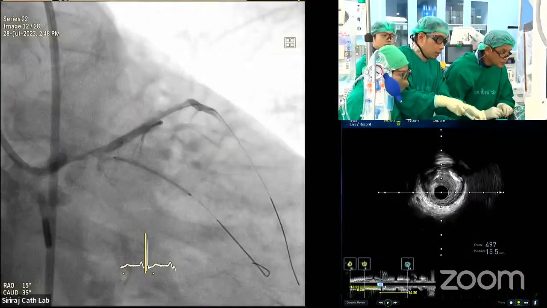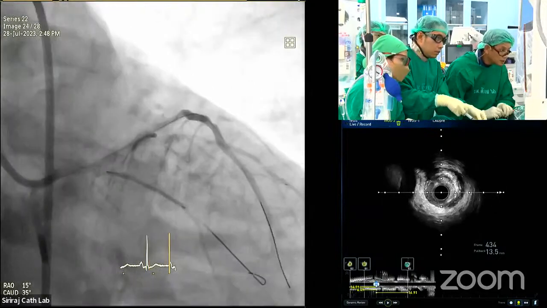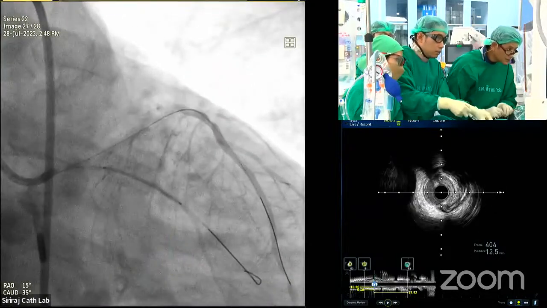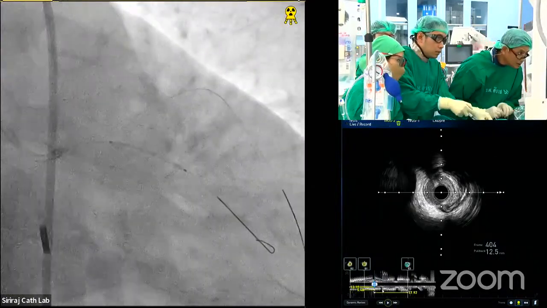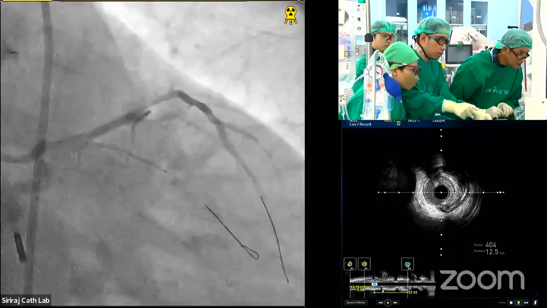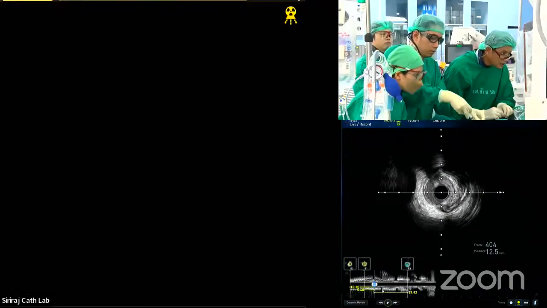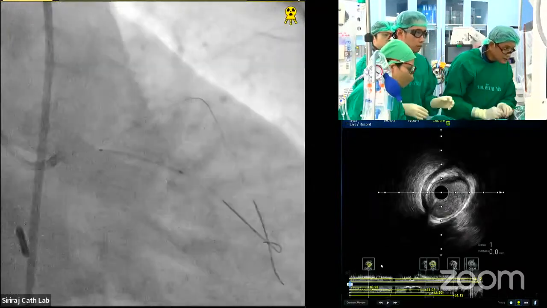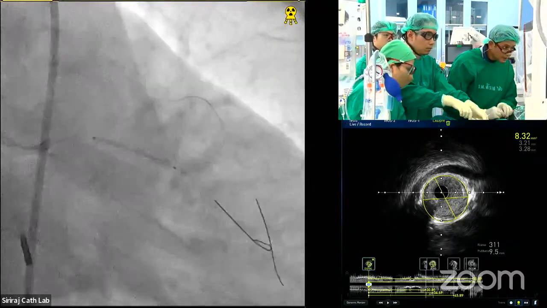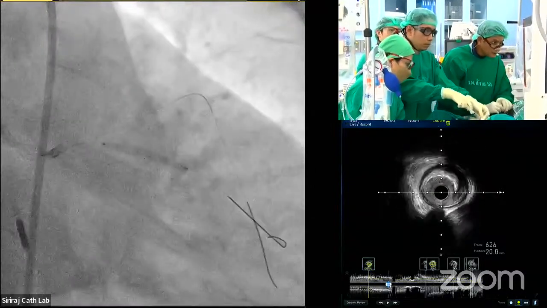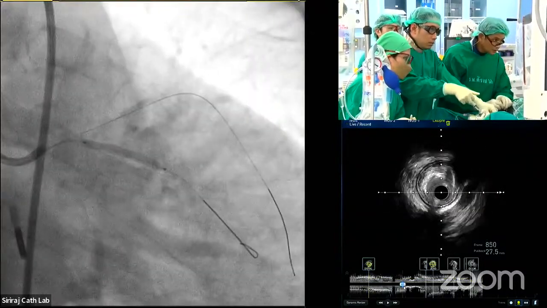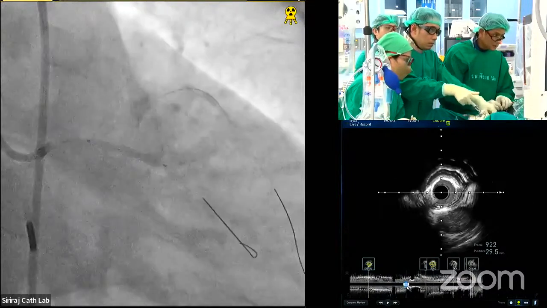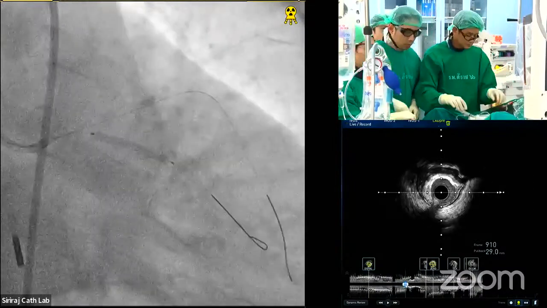Maybe I have to move up a little bit to cover that calcium approximately. You see? Okay. How about that? Okay.